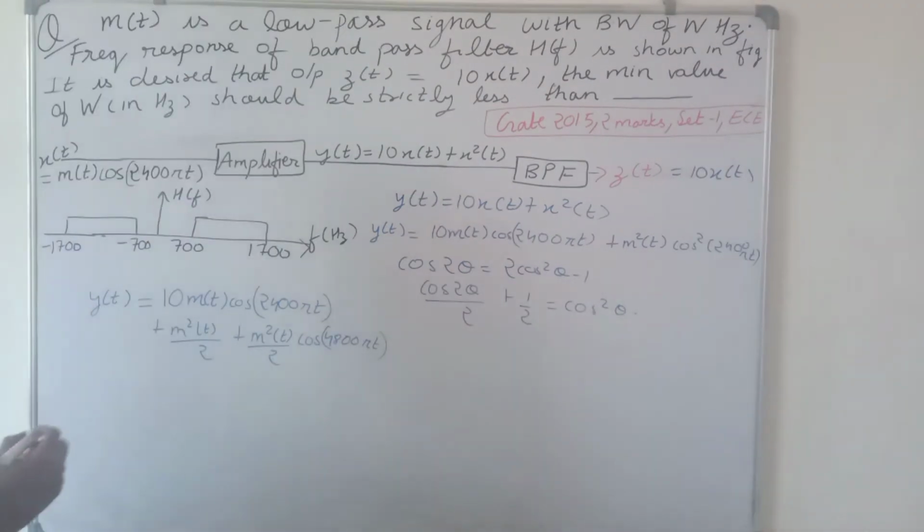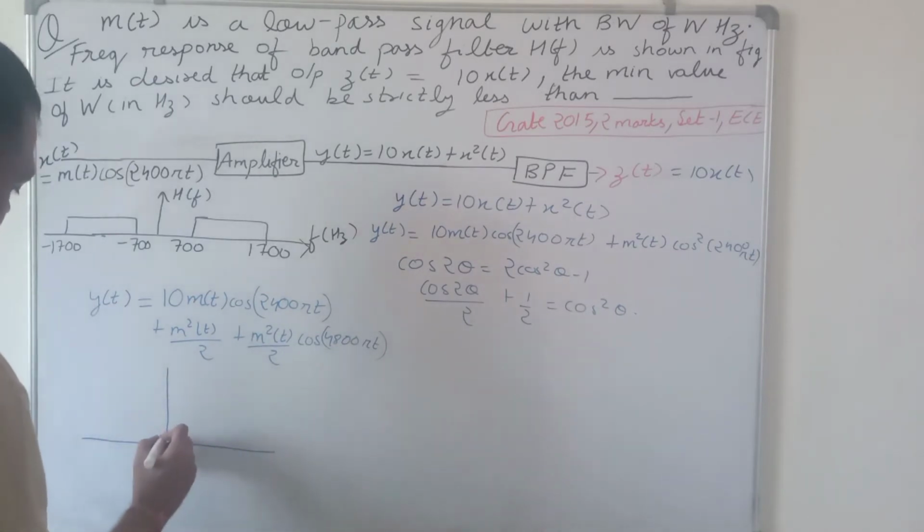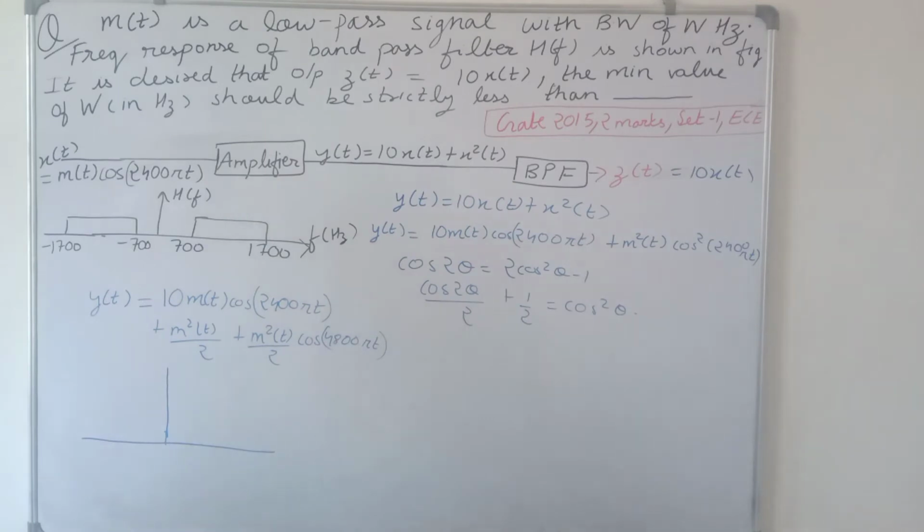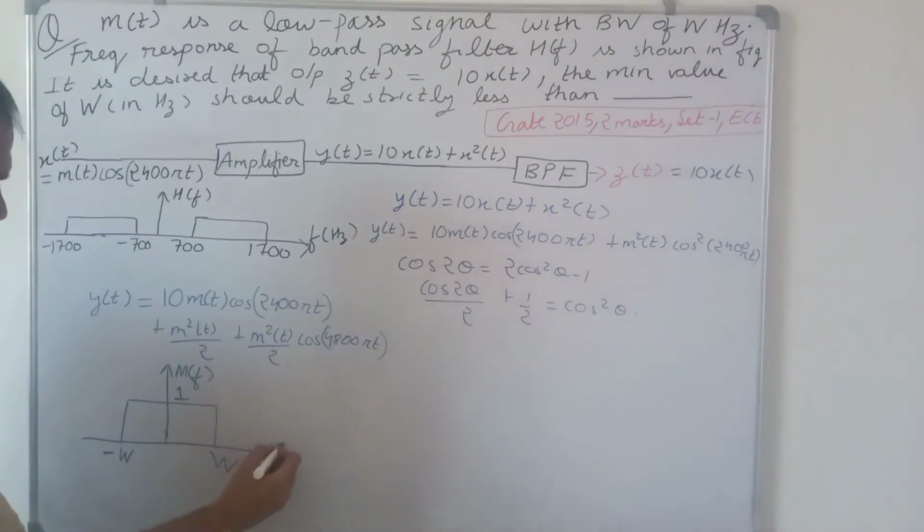Now m(t) is a low pass signal, so we can draw the graph of m(t) in this way. And if we take the frequency response M(f), it will extend from minus W to plus W, and we can take the amplitude as 1. And this is frequency in hertz.